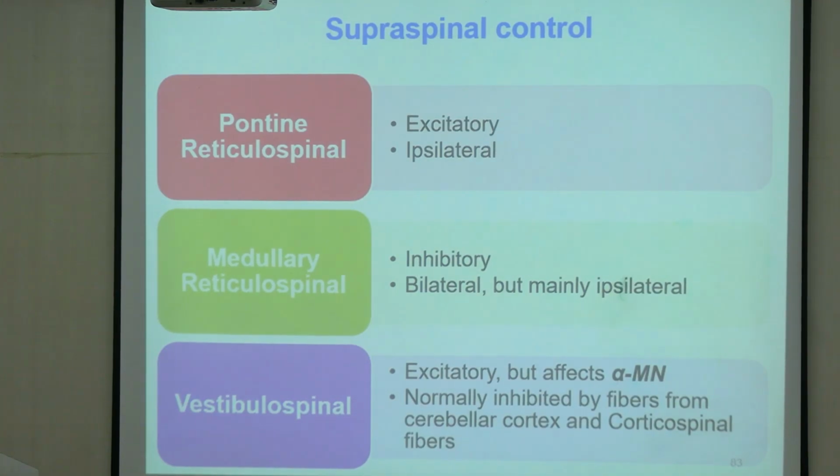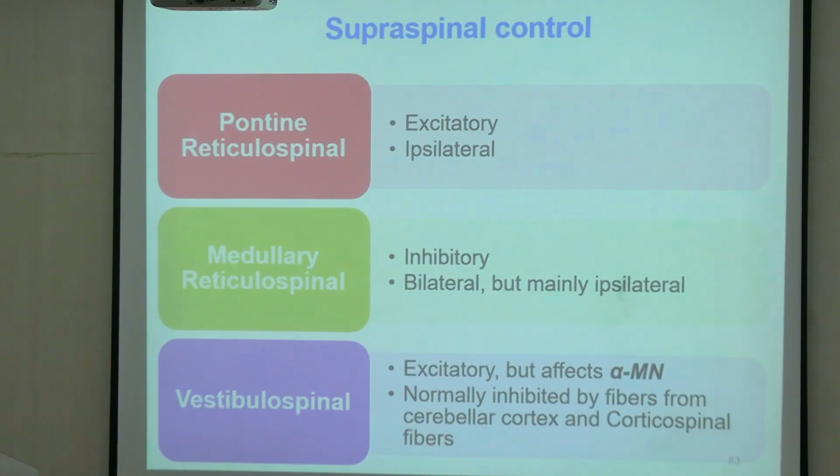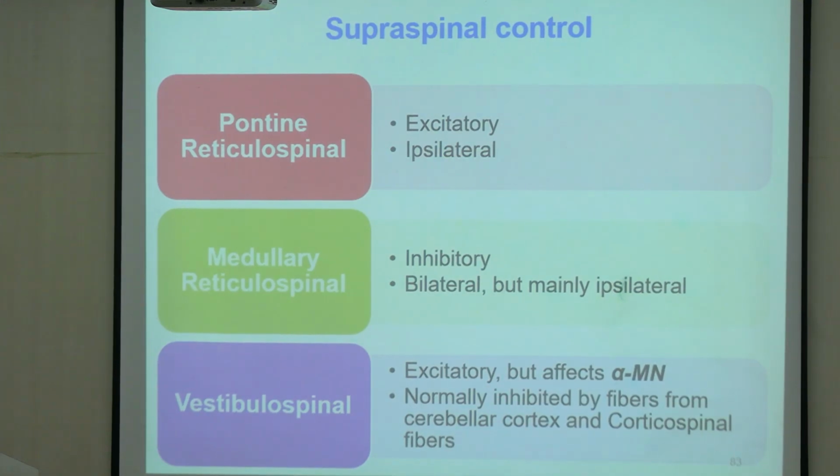We also have the vestibulospinal tract, which arises from the vestibular nuclei of the brainstem. The influence of the vestibulospinal tract is also excitatory, right? But this is independent of the gamma or the stretch reflex arc. Directly, alpha motor neurons are stimulated by the vestibulospinal tract, right?